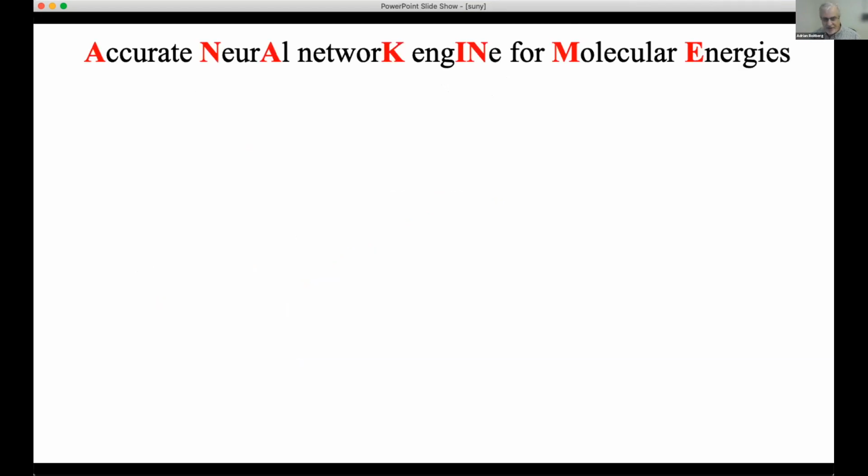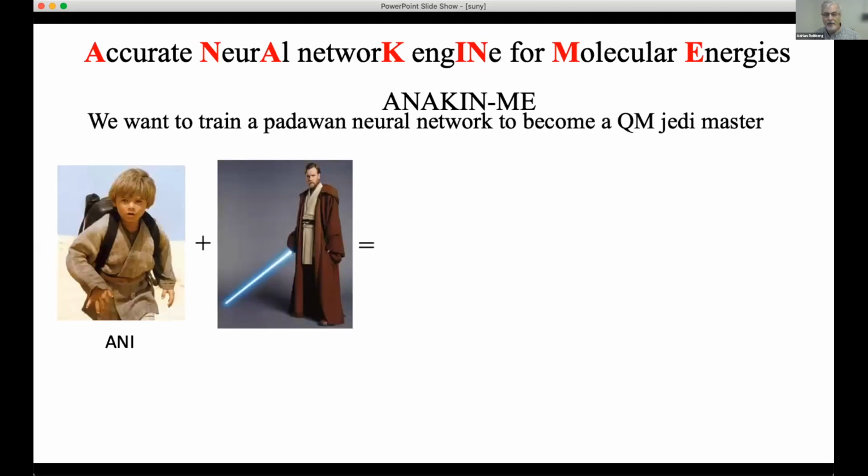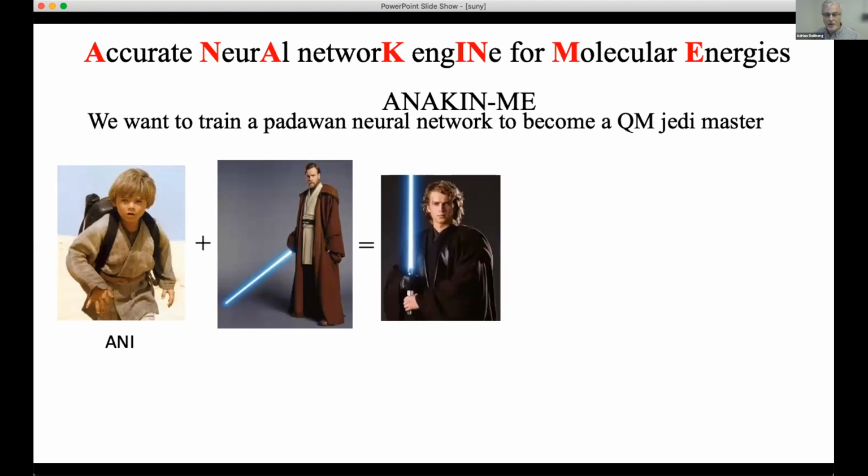Just as a joke, this is the name. You always have to come up with a cute name for these things, right? And if you follow the red letters, it spells Anakin, because we're Star Wars nerds. The idea is that we're going to train a little ANI, a network. We're going to train it to be a quantum mechanical Jedi master. And when you're done, you're supposed to have that. And you all know what happens in the movies when you keep going, right? That Darth Vader shows up. We don't want that part. So how does it work?